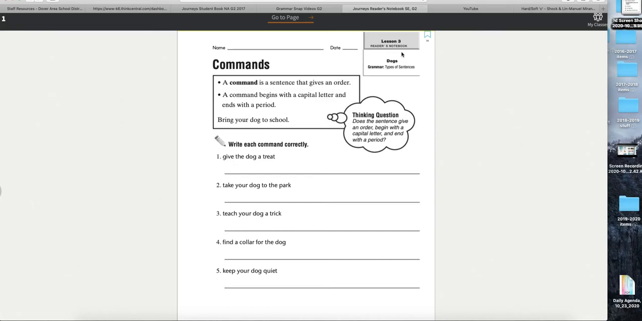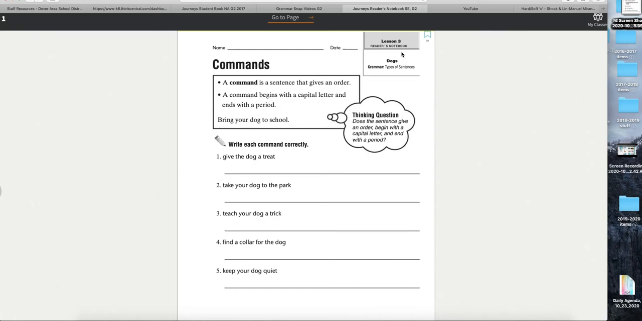So the first one says, give the dog a treat. What do I need to fix in that sentence in order to be able to write it correctly on the line? Give the dog a treat. What do I need to fix in that sentence first, Angelina? You need a capital letter. Right, I need a capital G on the word give.